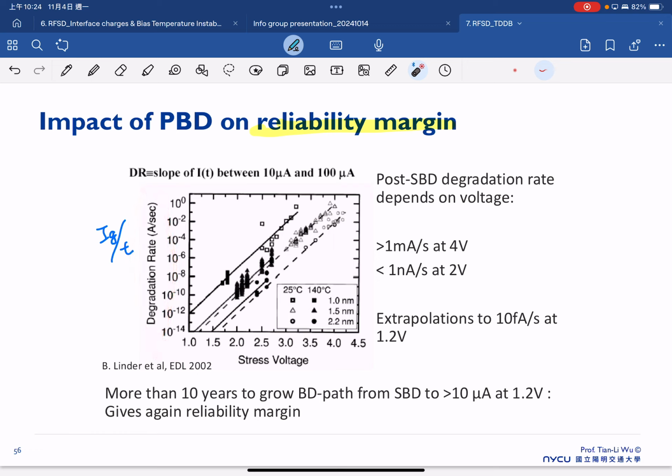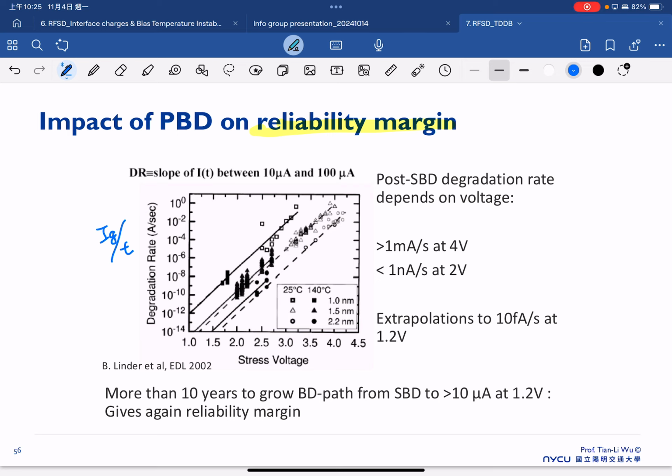This is experimental data at 25 and 140 degrees Celsius, and the different dielectric thickness gives us a difference in the degradation rate. The general conclusion is that if we stress at 4 volt, the current increases so fast, it's more than 1 milliamp per second. But if we stress at 2 volt, the current increase is very slow, below 1 nanoamp per second.